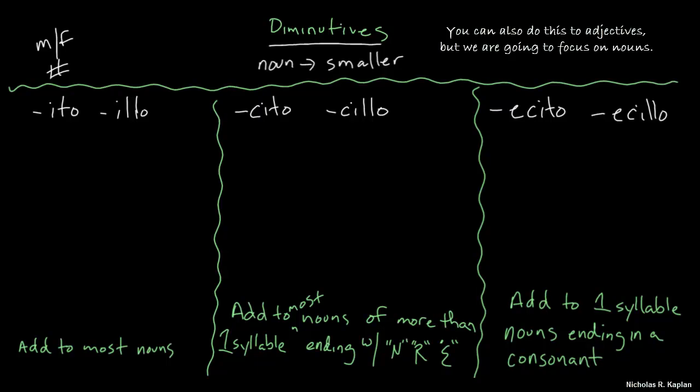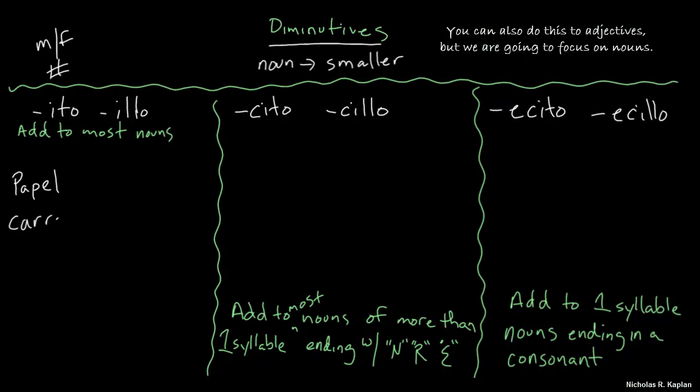Well, the most common one is going to be ito or illo, and we can add that to most nouns. So let's just get right to it and look at a few examples. If you had something like a piece of paper, or maybe you had a car, a dog, maybe a little sister, and you could even do this to names.